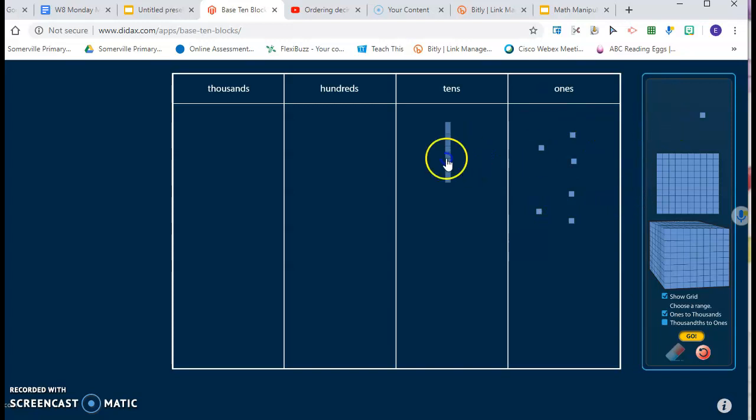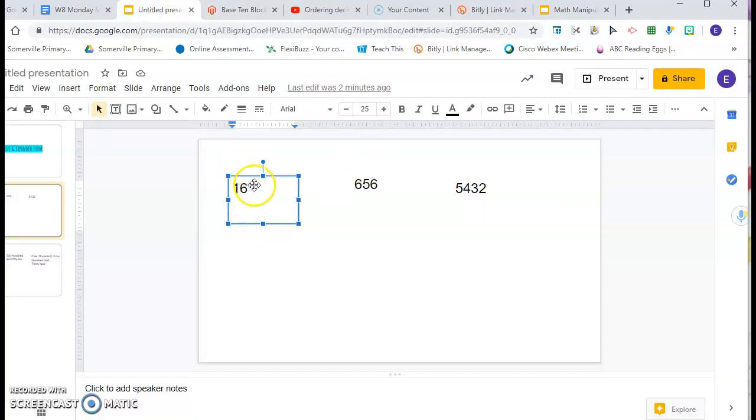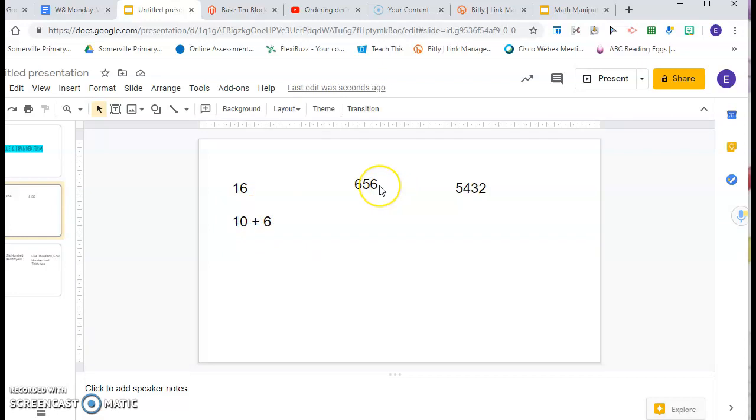And then we have 1 ten. So we know we've got 10 little ones all bunched together to make 1 ten. So when we're writing our expanded form for 16, we're going to put 10 plus 6, because we have 1 ten, so we just write the number 10, plus we have 6 ones, so we write the number 6.